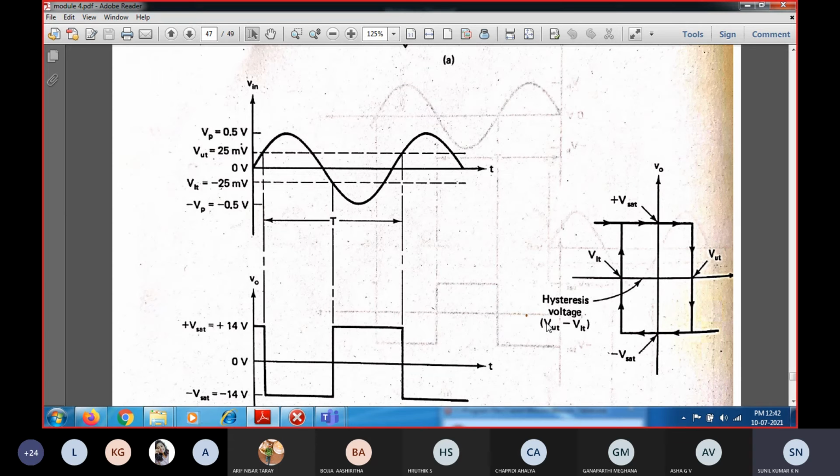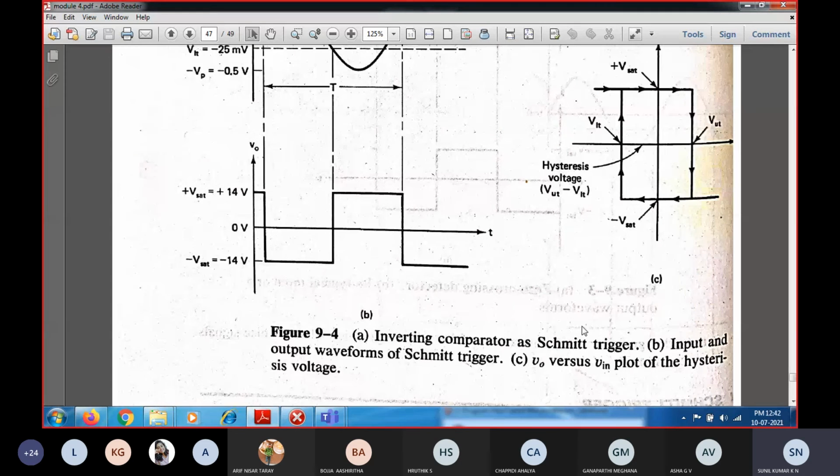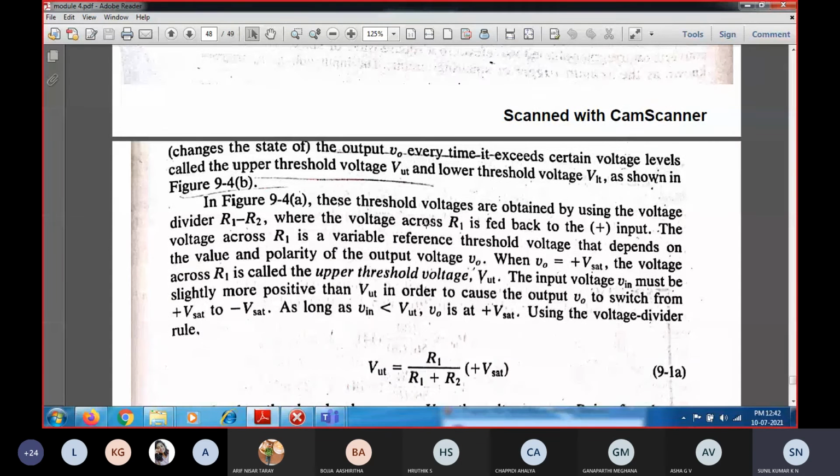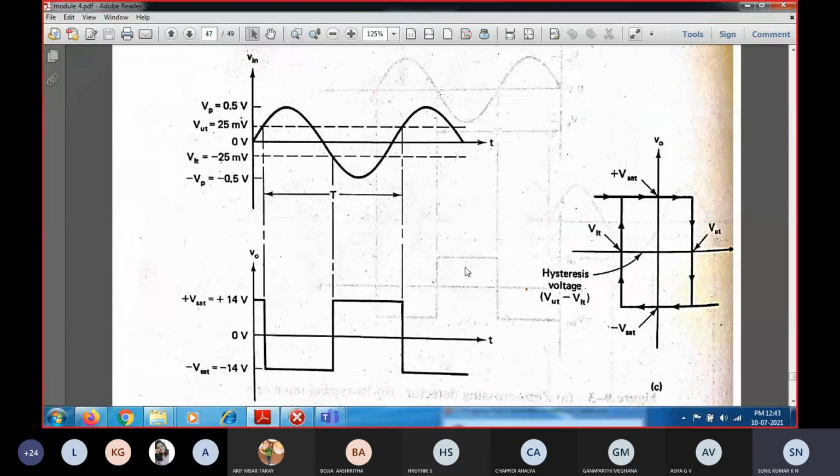In this example, the upper trigger point is 25 millivolts. The lower trigger point is minus 25, so we will have hysteresis as 0. The same thing has been given here. We need to find out how we are going to find the upper trigger point voltage as well as the lower trigger point voltage.